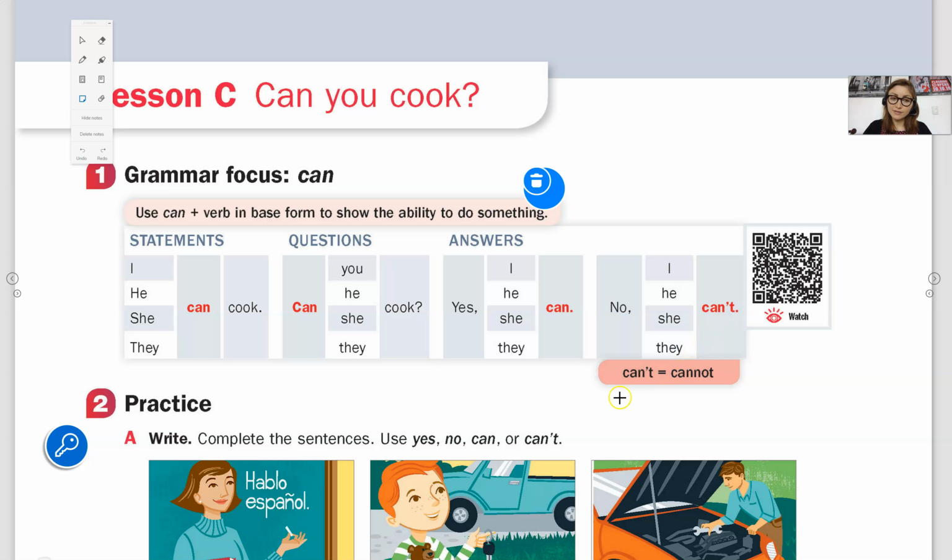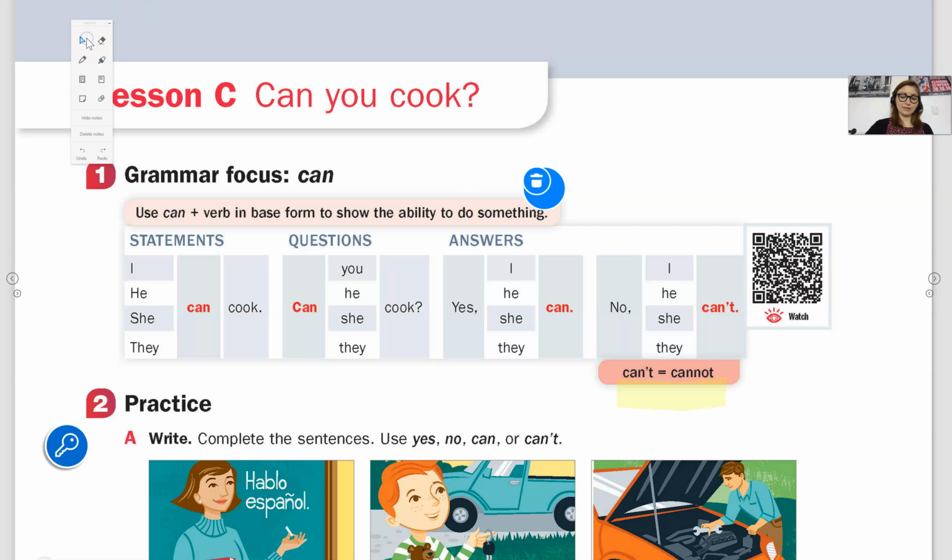Okay, and right here they're just reminding you with the word can and the negative can't. You can do the contraction, which is can't, or do no contraction, which is cannot. Right? Cannot means the long style, right? But if you speak English and you listen to a lot of English, people always say can't. It's just faster.